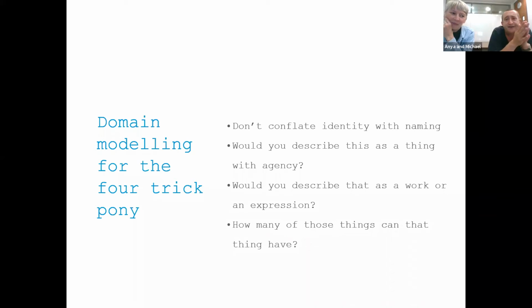Thinking about agency, thinking about separating out what's a thing with agency. So you might be talking about geographies, and you might be saying, well, a lower tier local authority is a thing with agency, it's not just a geography.